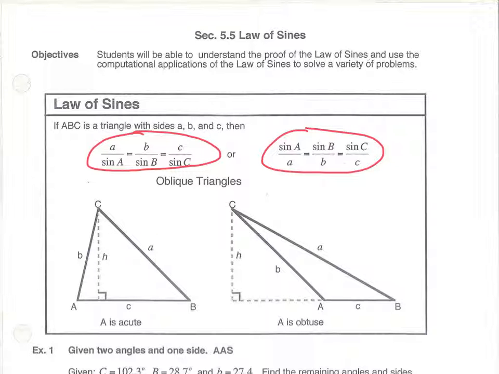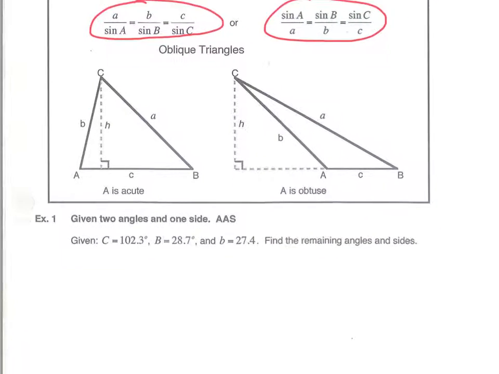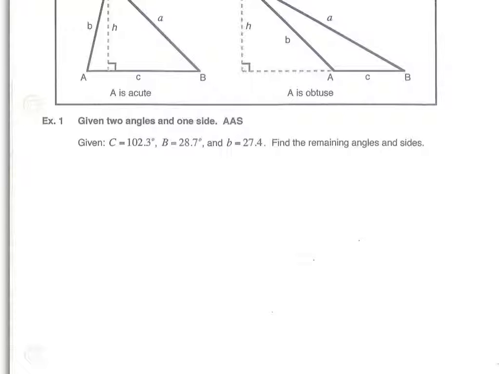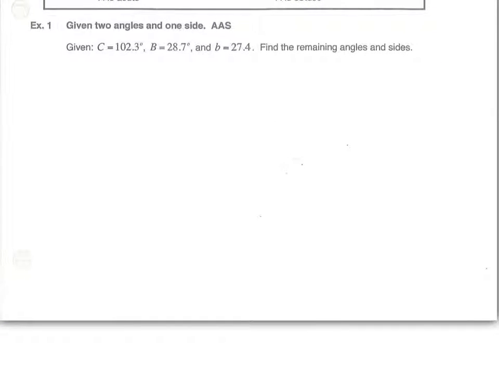The law of sines is used with any triangle. It doesn't have to be a right triangle. So the law of sines is used with any triangle to find missing sides or missing angles. You must have a side opposite an angle in order to use the law of sines. If you are given sides and angles where you don't have a side opposite an angle, you cannot use the law of sines. So if that happens, we'll go to law of cosines and we'll go over that next week.